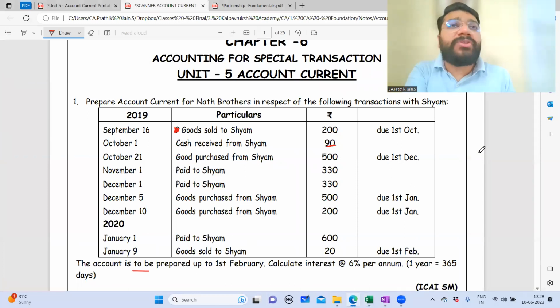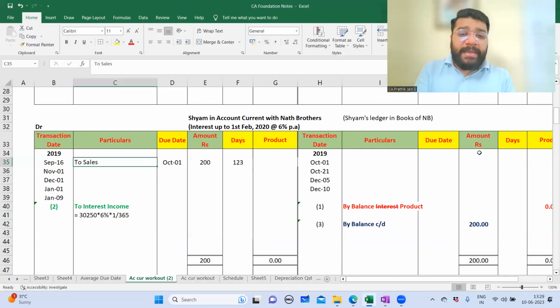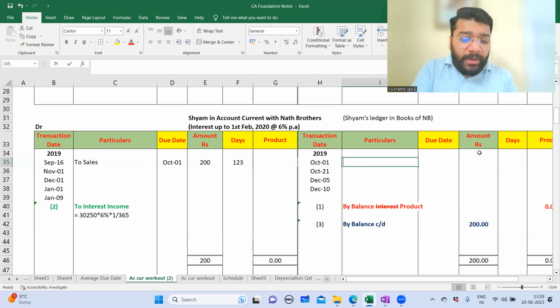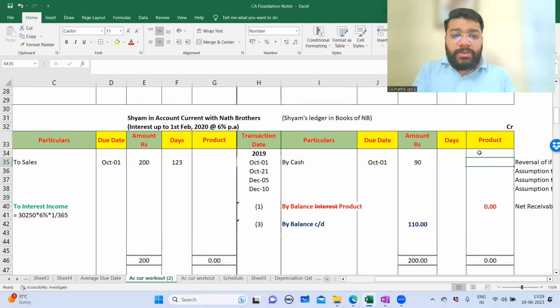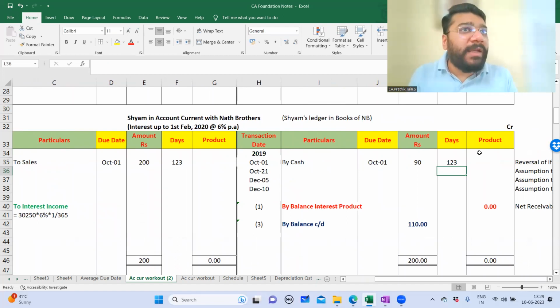October 1, cash received from Sham. Entry please. Cash to Sham. So can I say by cash? October 1, by cash. Due date, guys, in case of cash receipt and payment, same as transaction date, October 1. Amount involved is 90. So October 1 to 1st Feb, already we have calculated the number of days, 123. Please don't sit and recalculate every now and then. Product column, leave blank. I'll tell you what to do.